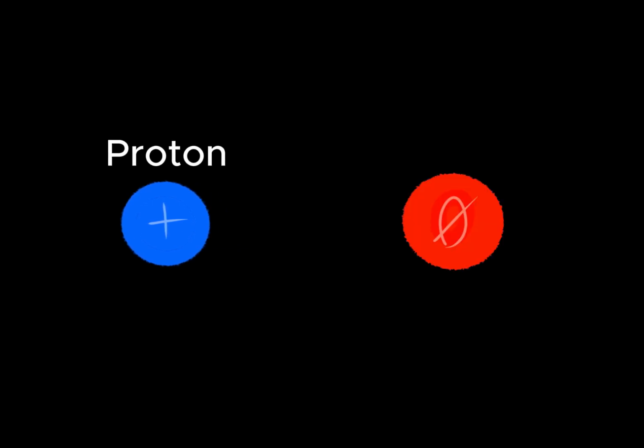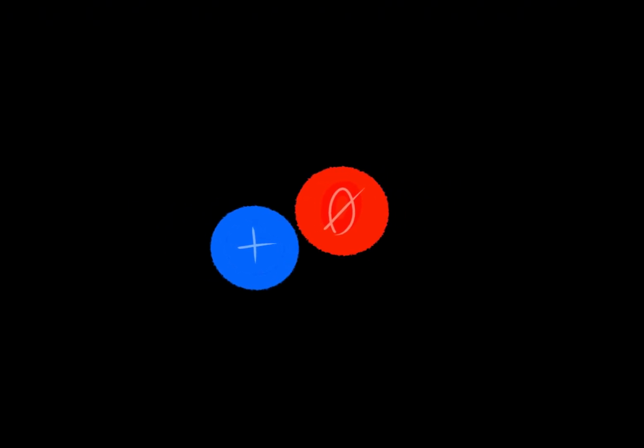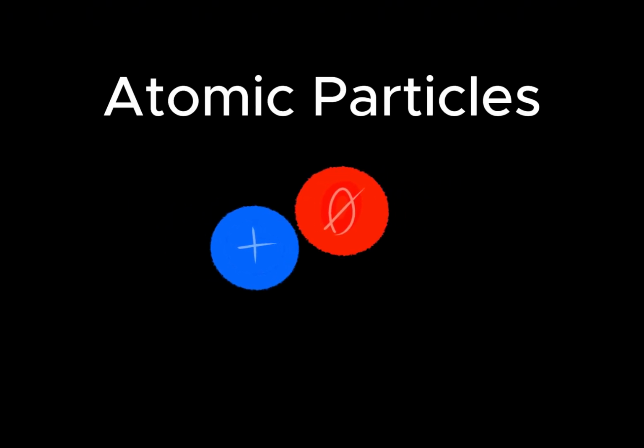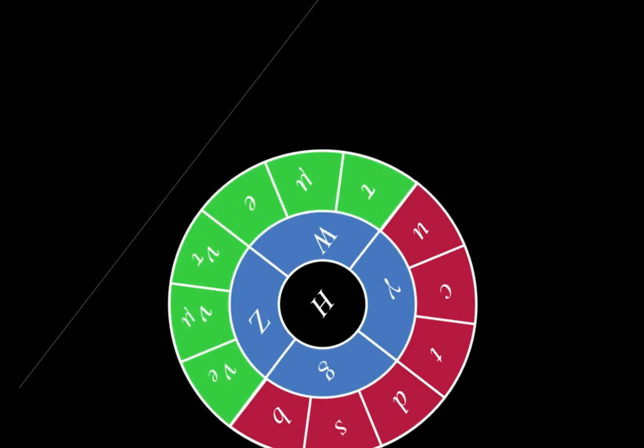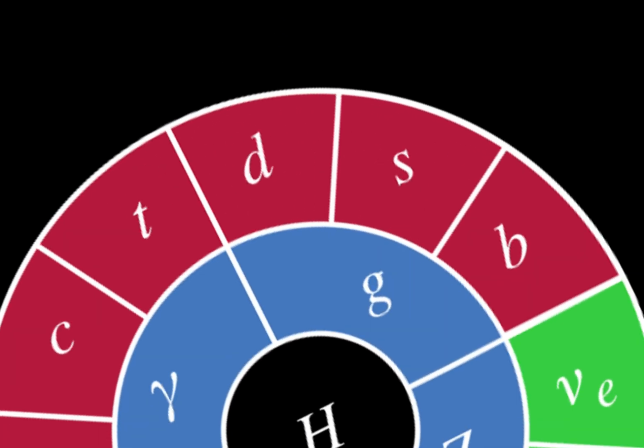This is a proton. It has a positive charge. This is a neutron. It has no charge. Together they make up the nucleus of an atom. They are atomic particles. Now, these atomic particles are made up of subatomic particles, this time called quarks.